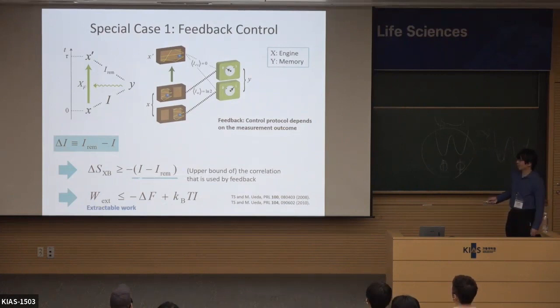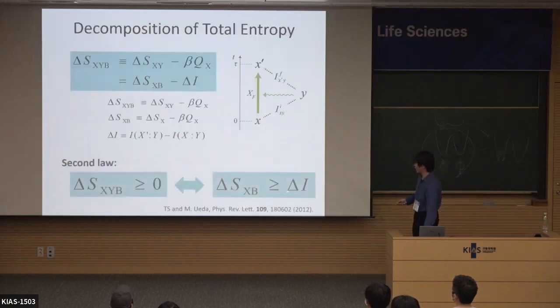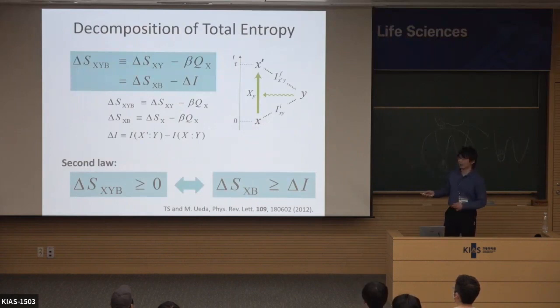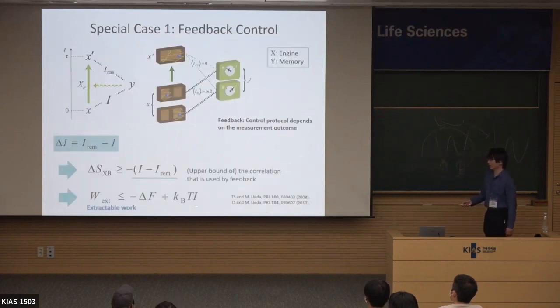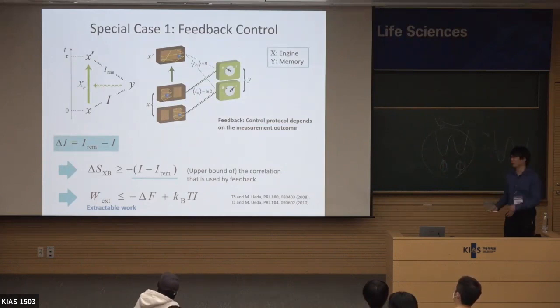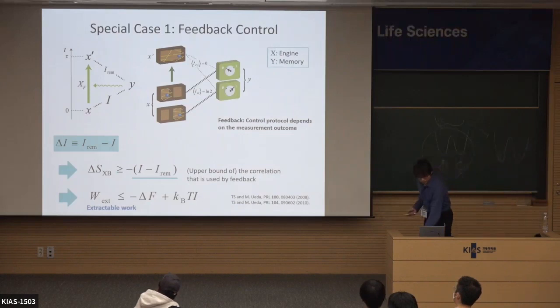If this delta I is negative, then the entropy change in X can be negative as well. In the feedback case, we have the initial correlation here, and the remaining correlation is in general smaller than the initial correlation. So the right-hand side is negative, so the left-hand side can be negative. This is exactly the same as this work expression. So we can extract more work than the free energy change, and that is given by the additional mutual information term. Okay, so this is the same as the work bound that I have shown yesterday.